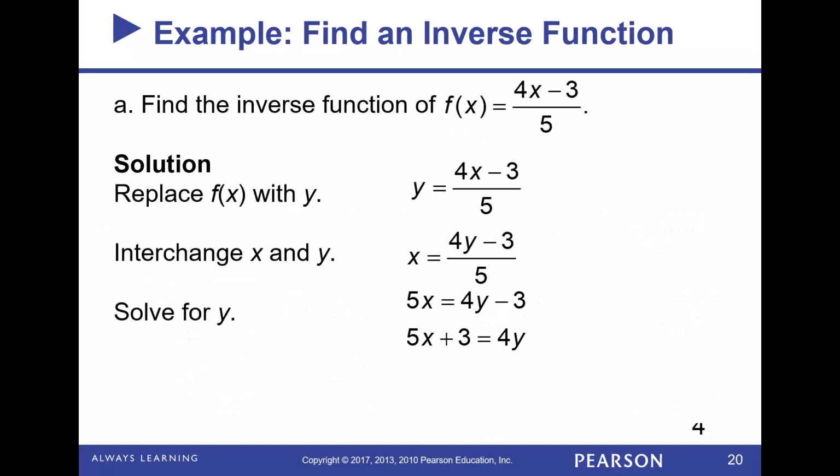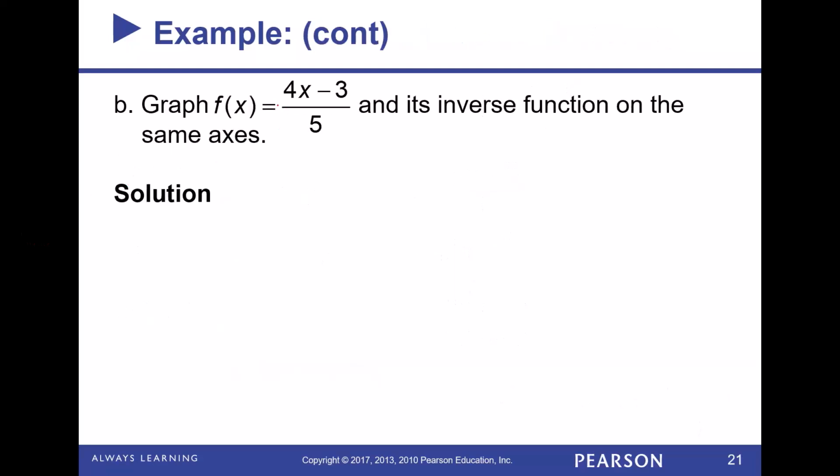Okay. Now, let's take a peek at those graphs. So the graphs are really, really cool. And again, when you graph them on the same axis, that kind of allows us to visually see it. So I'm going to put in 4x minus 3 over 5 on one side, and then I'm going to put the 5x plus 3 over 4 in the other side. So I make one y1 and the other one y2.